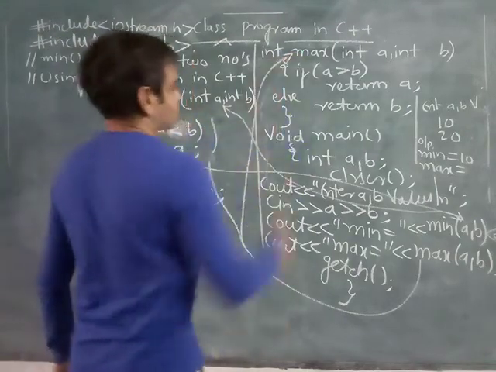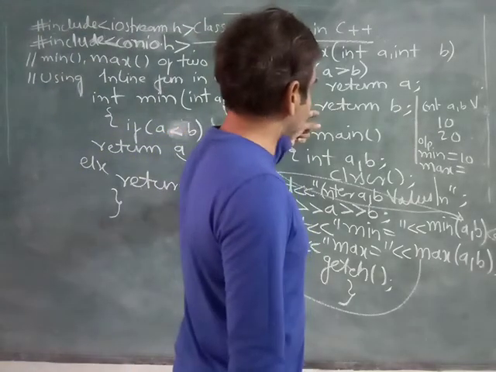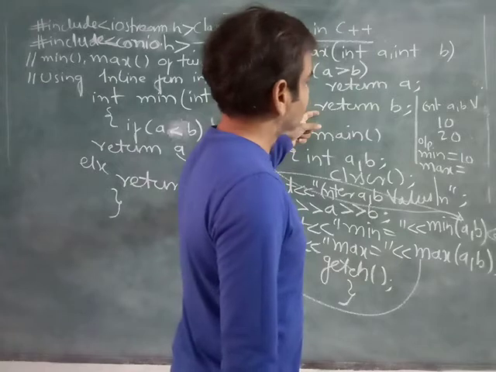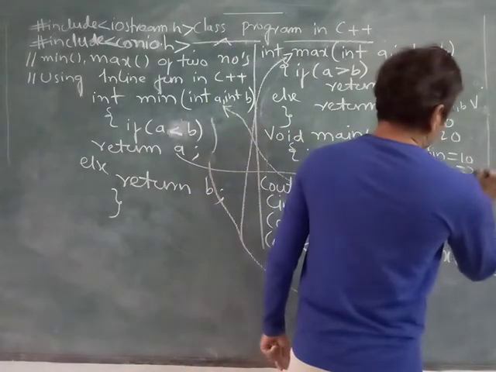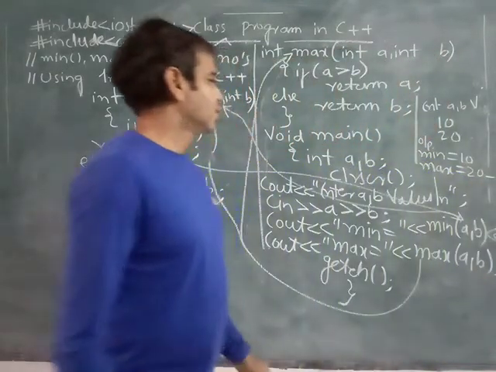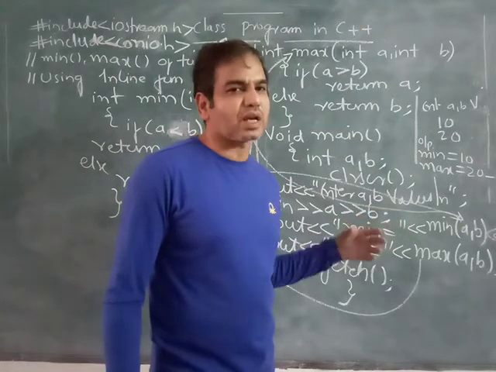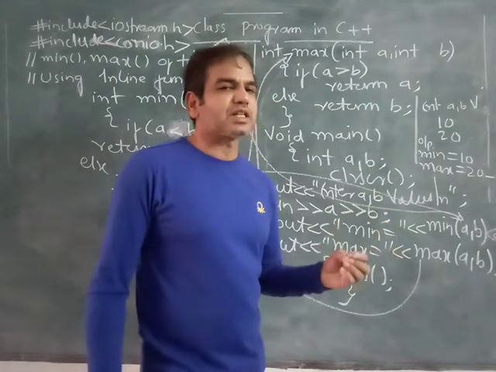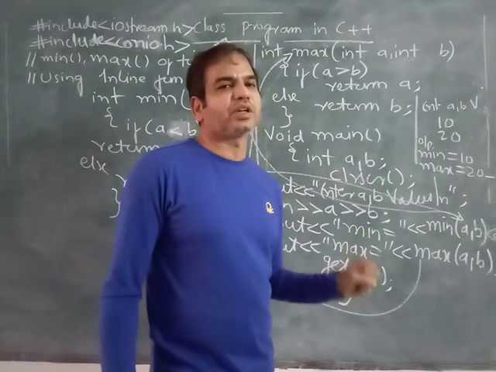Maximum: a, 10 greater than 20 condition is false. Cursor comes here, so return b. Return b means b value 20. Maximum value 20 means here. Cursor stops here because there is no slash n. So this is inline function in C++ without the class concept. And inline function is a function where wherever you call, the value will be inserted there. That is called inline function.